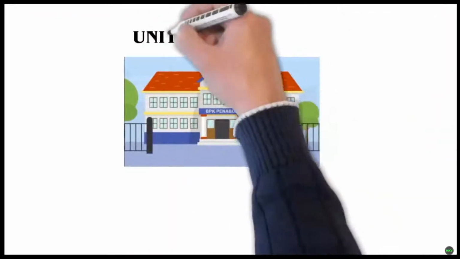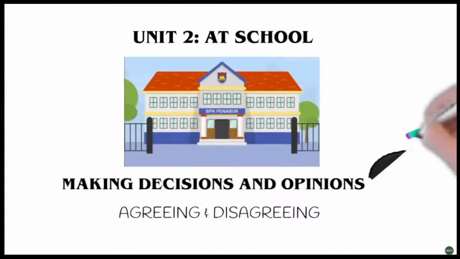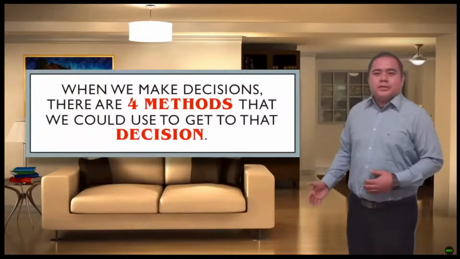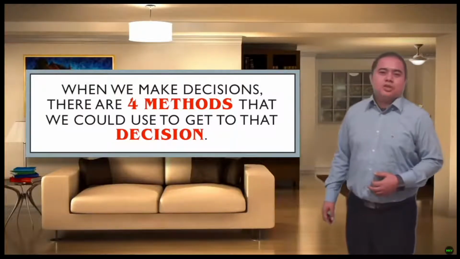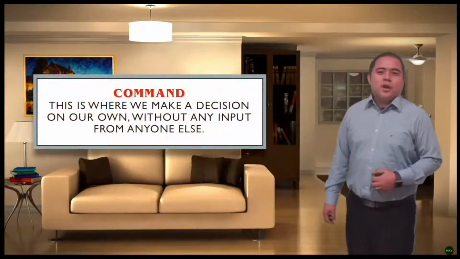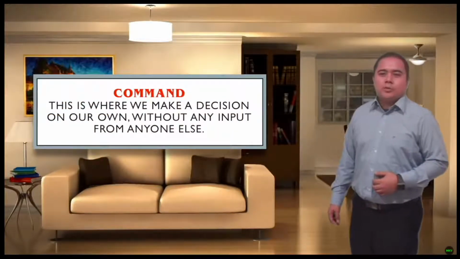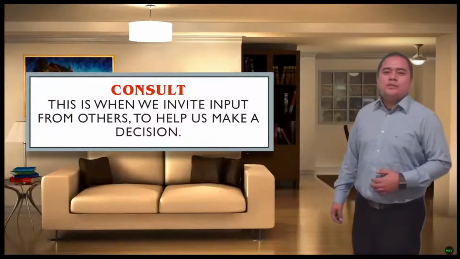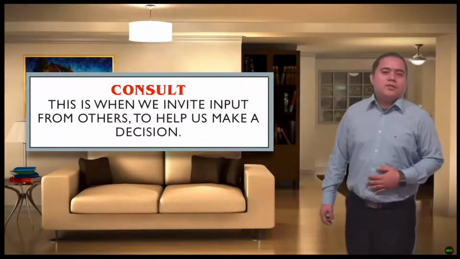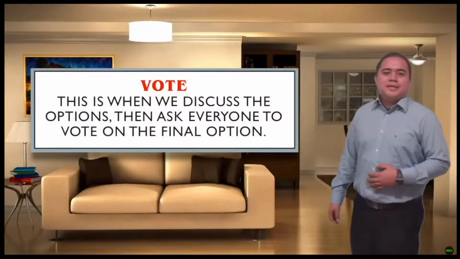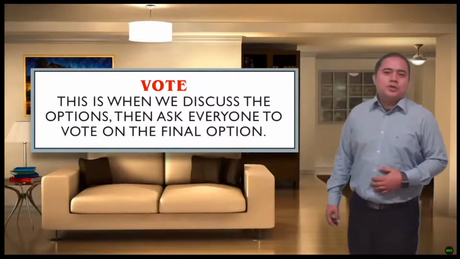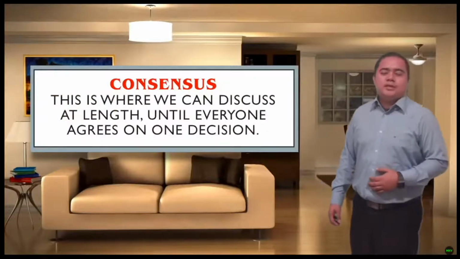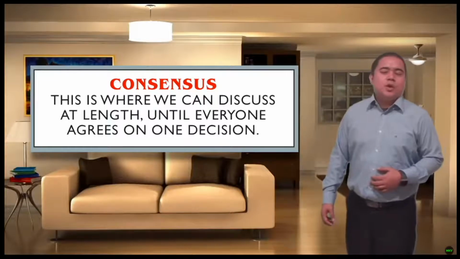Unit 2. At school. Making decisions and opinions. Agreeing and disagreeing. When we make decisions, there are 4 methods that we could use to get to that decision. These are command. This is where we make our decision on our own without any input from anyone else. Consult. This is when we invite input from others to help us make a decision. Vote. This is when we discuss the options. Then, ask everyone to vote on the final option. Consensus. This is where we can discuss at length until everyone agrees on one decision.